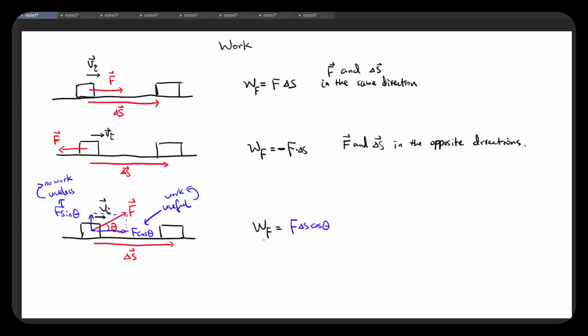Actually, you will see that this case is like a general case. It can reduce to the previous two special cases. So let's see how we can do that reduction. In the first case, we have theta equals 0 degrees. The angle theta here is between F and delta S.